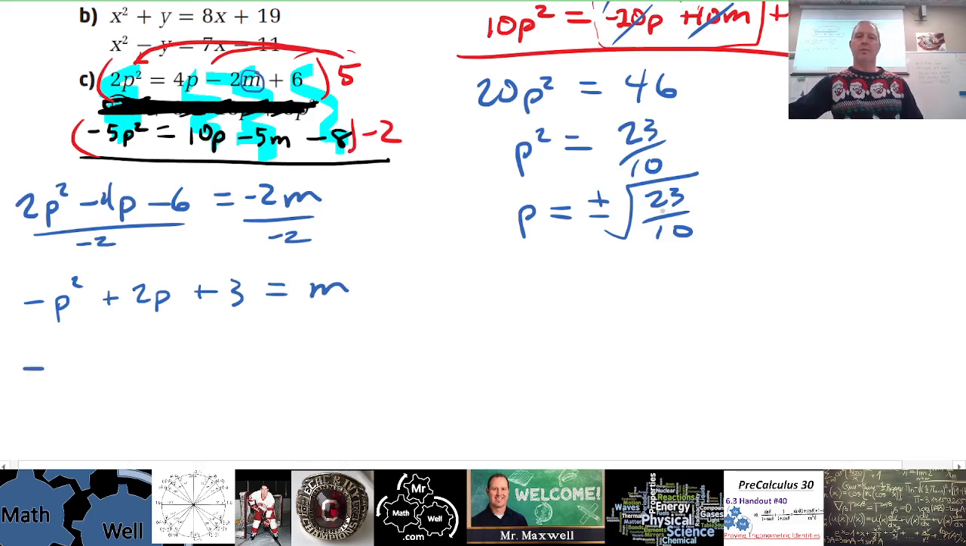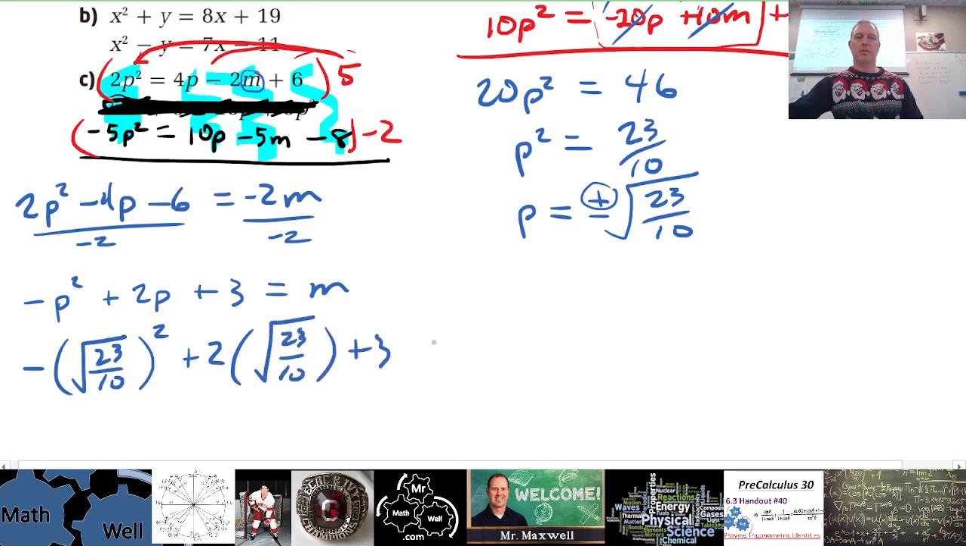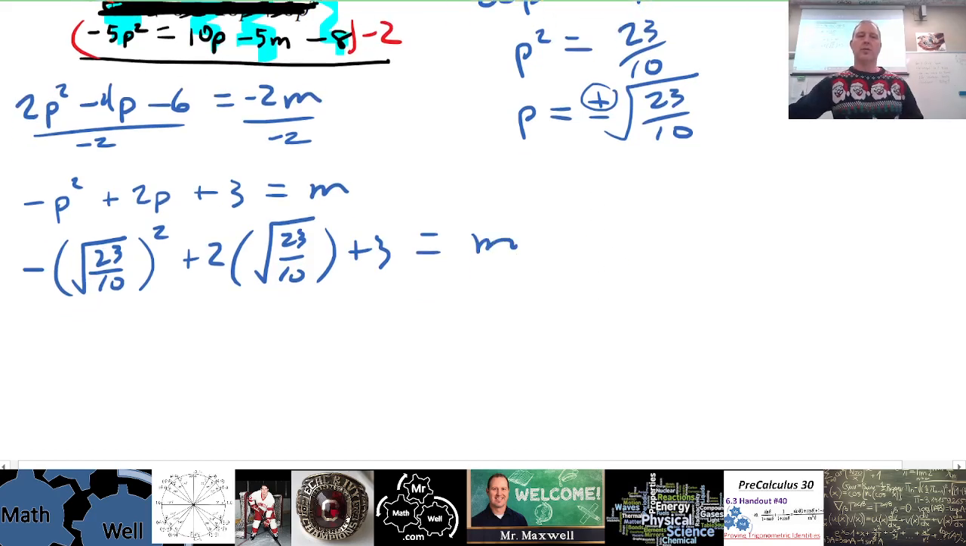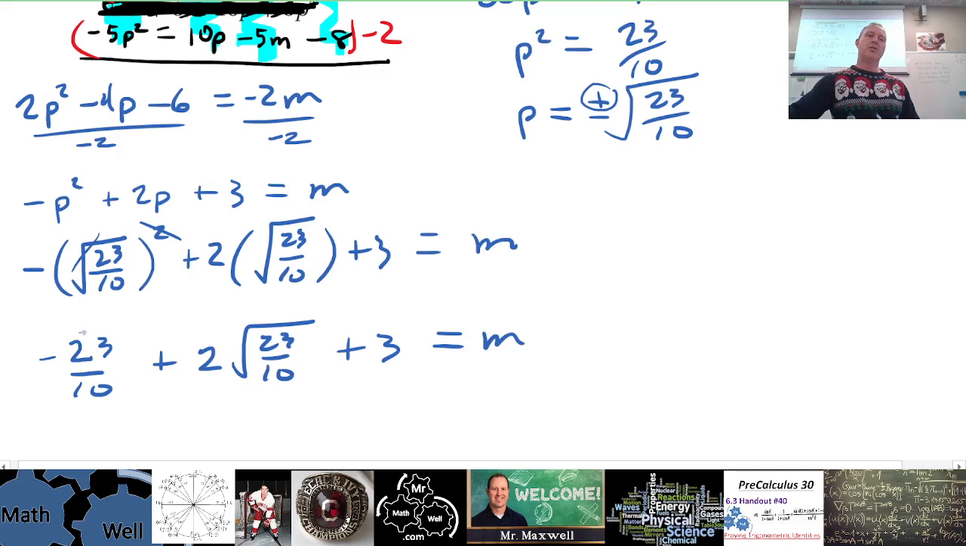So negative, let's do the positive version first. It's going to be a little bit of writing here, all right. This is going to be a little nasty. Positive, 23 over 10 plus 3 equals m. And when you square a square root, that's pretty easy. Those cancel out. So you're left with negative 23 over 10 plus 2 root 23 over 10. That's just how you have to leave that. Plus 3 equals m. And you can gather the fraction and the number. The radical you can leave separately because we're going to leave this as.